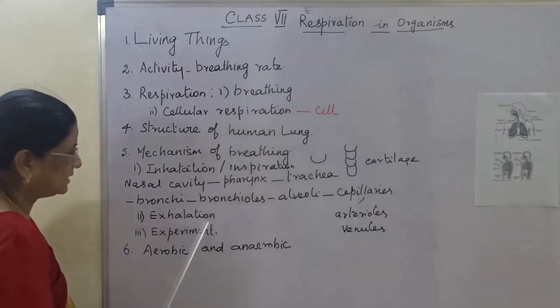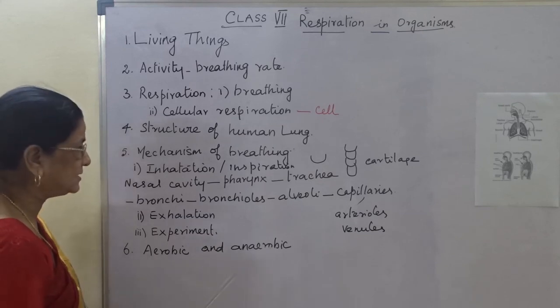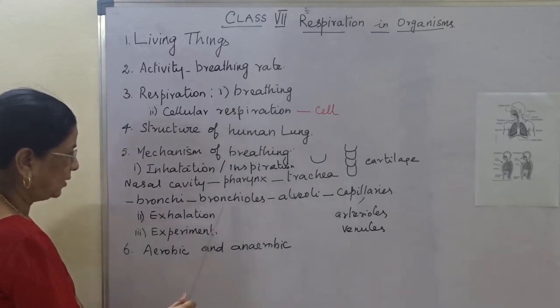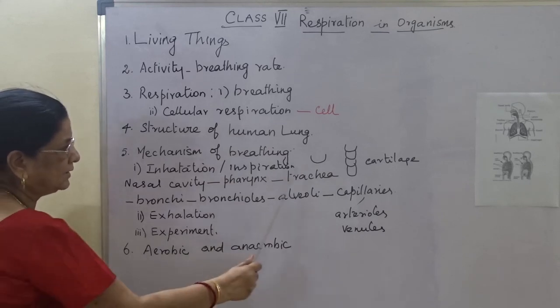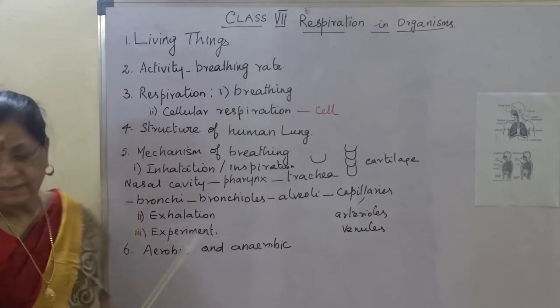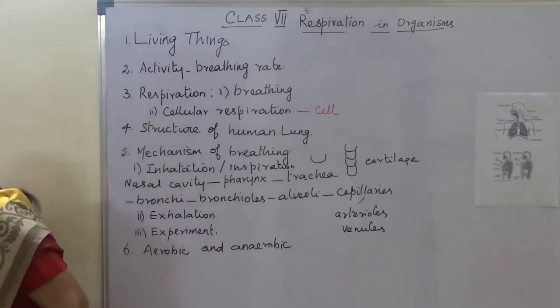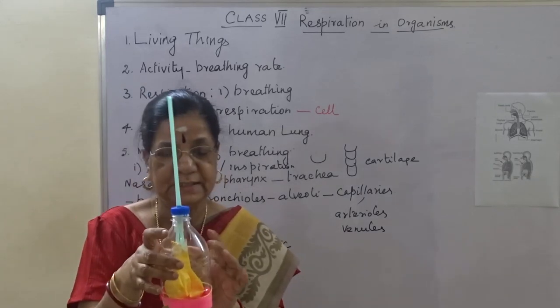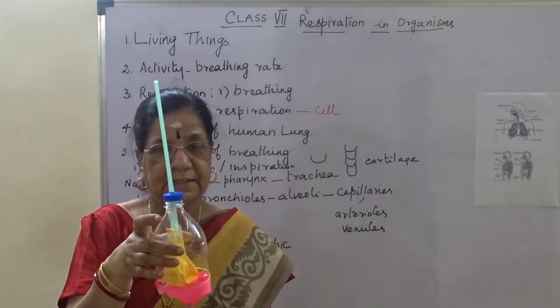So exhalation, as I said, is the reverse: capillaries, alveoli, bronchioles, bronchi, trachea, pharynx, and nasal cavity. What I am holding is the thoracic cavity. This is the diaphragm.